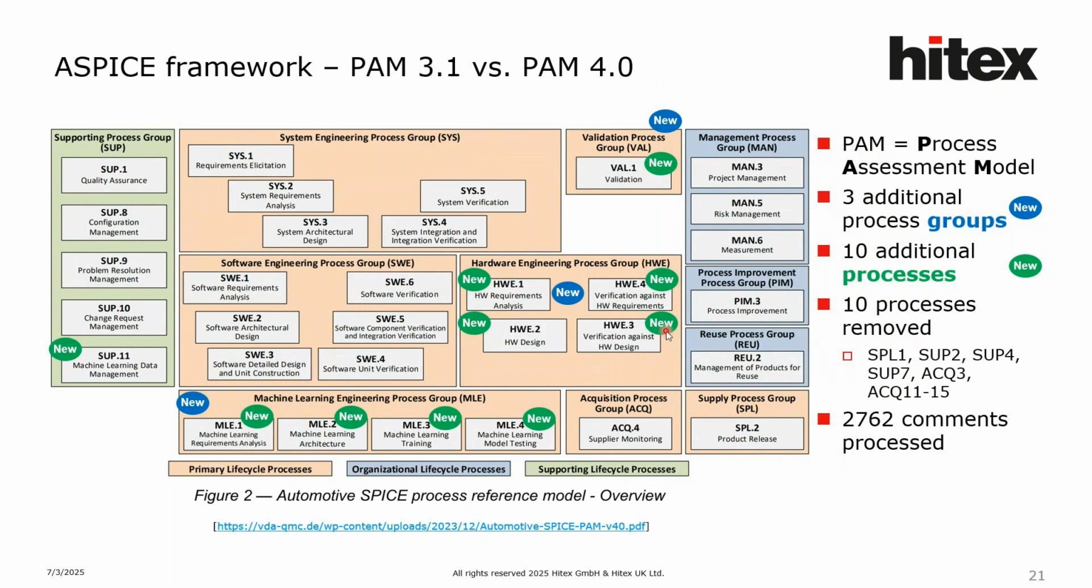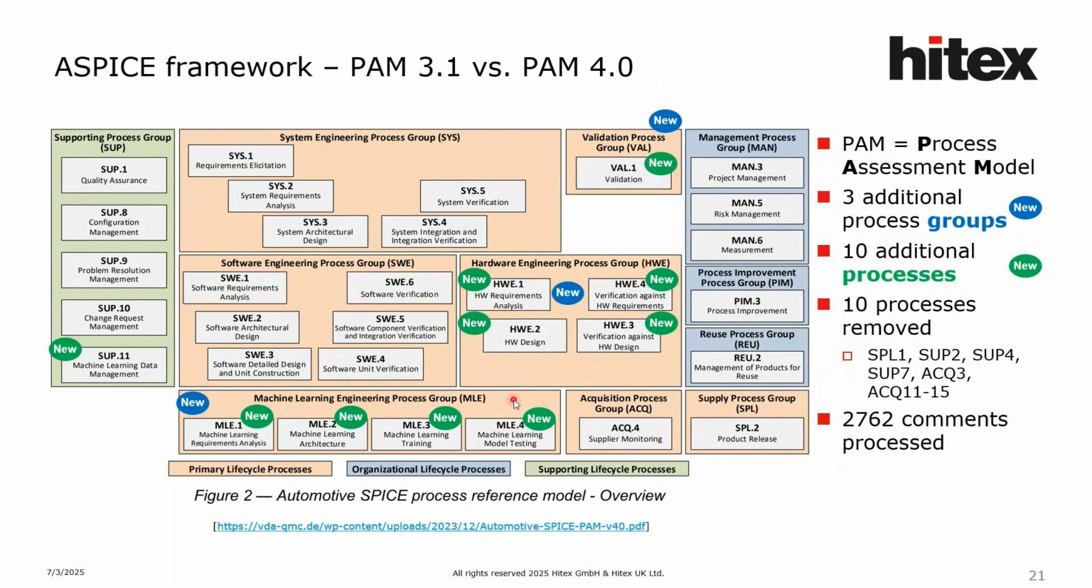The first one is the machine learning engineering process group, MLE. Nowadays we have all these autonomous projects where they are using machine learning processes and AI. That's the reason that, as part of automotive, they brought this machine learning process into ASPICE 4.0.